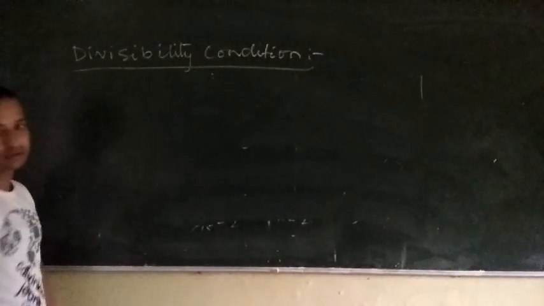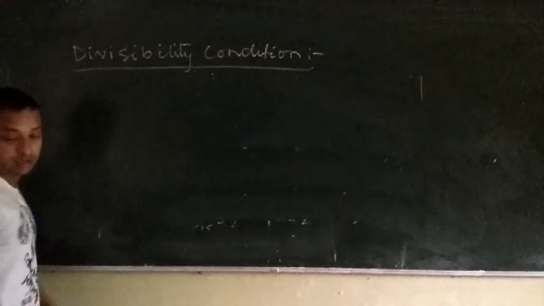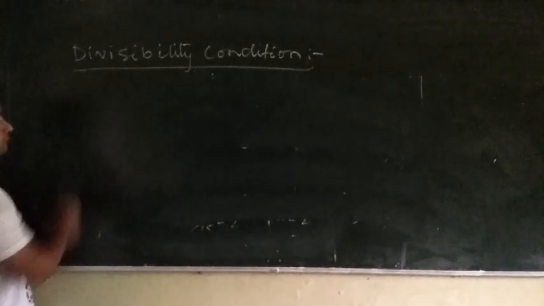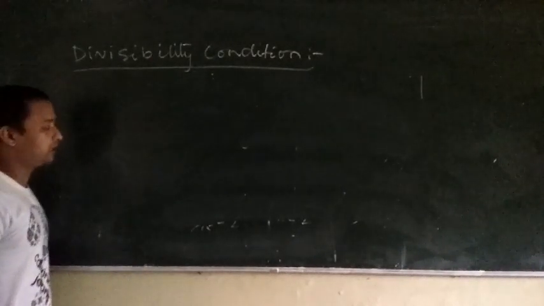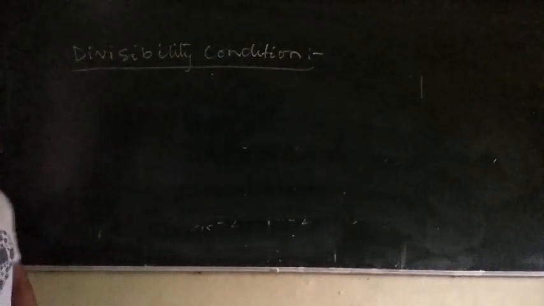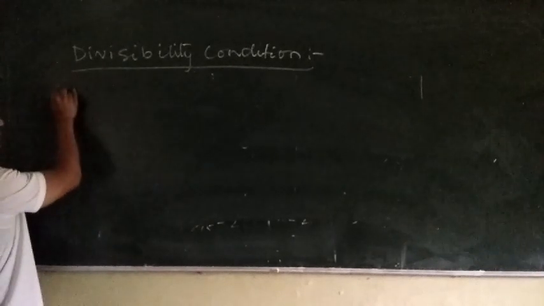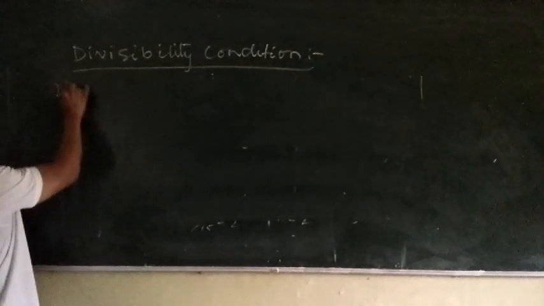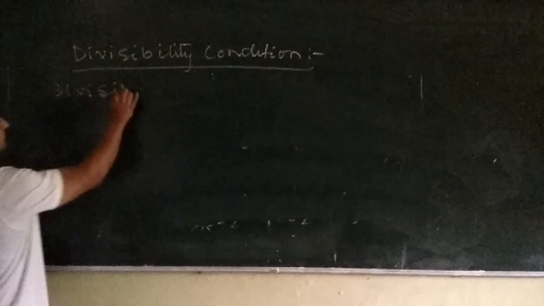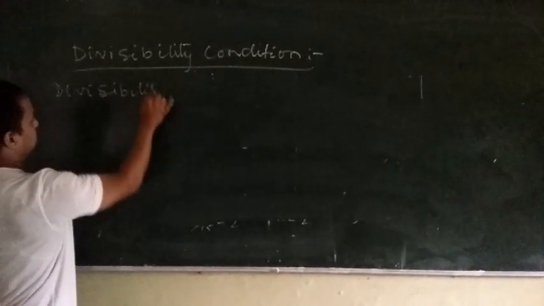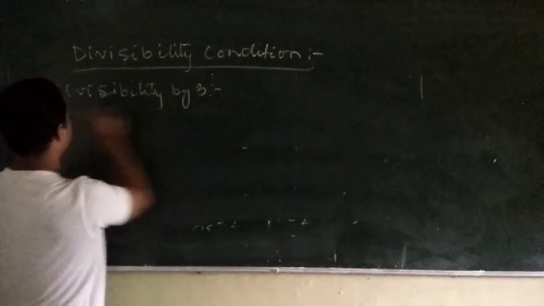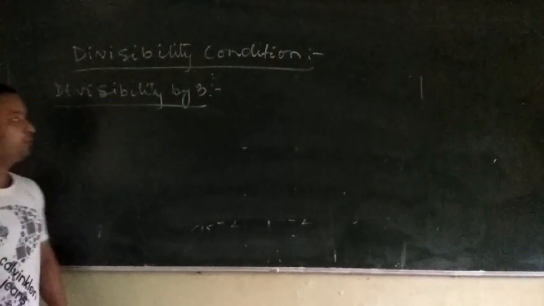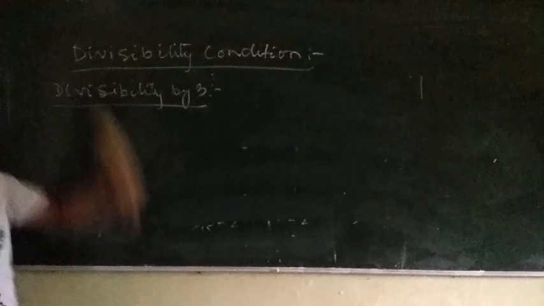So students, we have studied last class about the divisibility condition of 2, 3 and 5. Now let's start a new part, that is divisibility by 3. Okay. So how is a number divisible by 3?